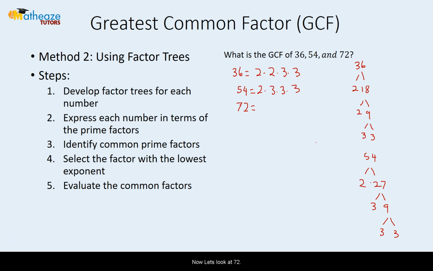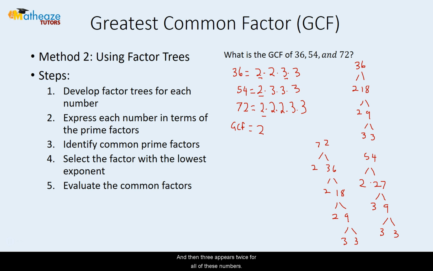Now let's look at 72. We have 2 and 36, 2 and 18, 2 and 9, 3 and 3. So this is 2 times 2 times 2 times 3 times 3. So for our greatest common factor, 2 occurs once for all of these numbers, and then 3 appears twice for all of these numbers, which is 18. So our greatest common factor is 18.